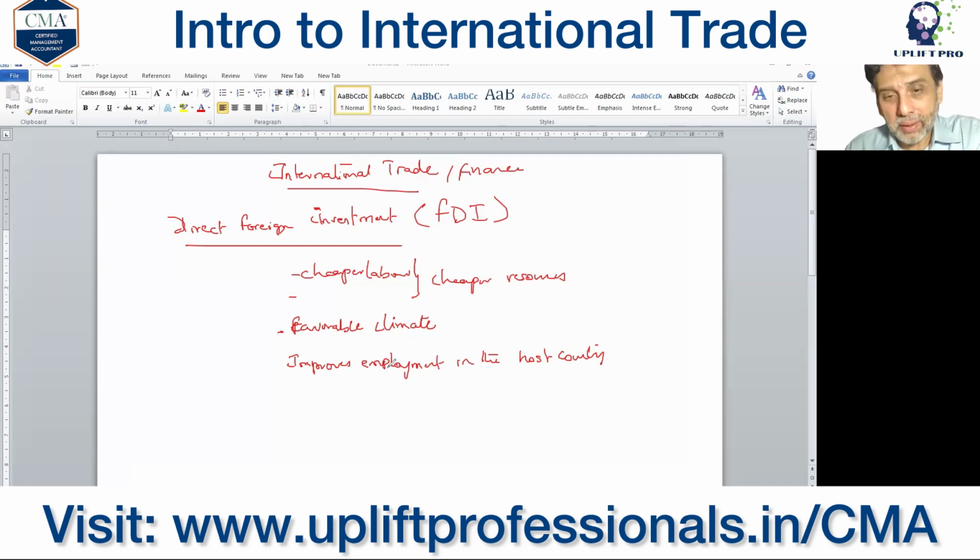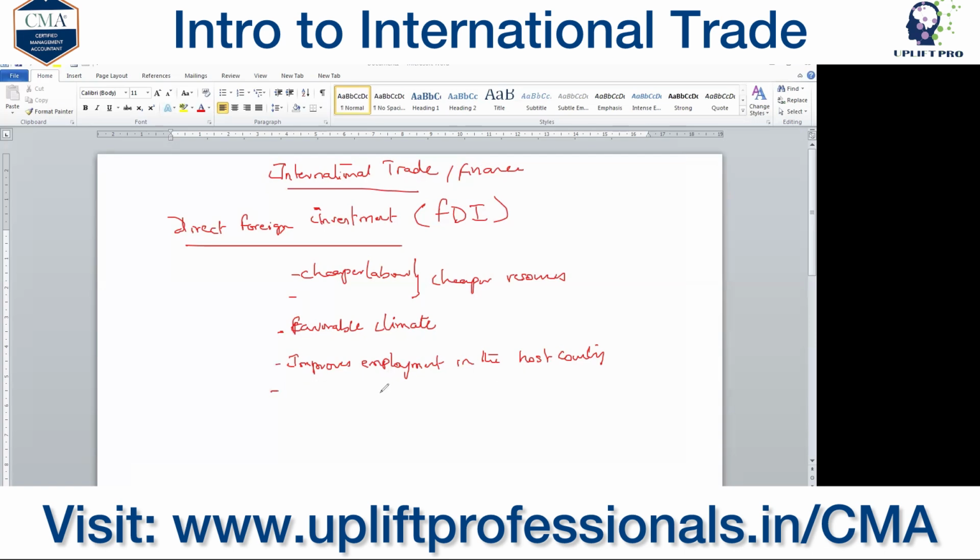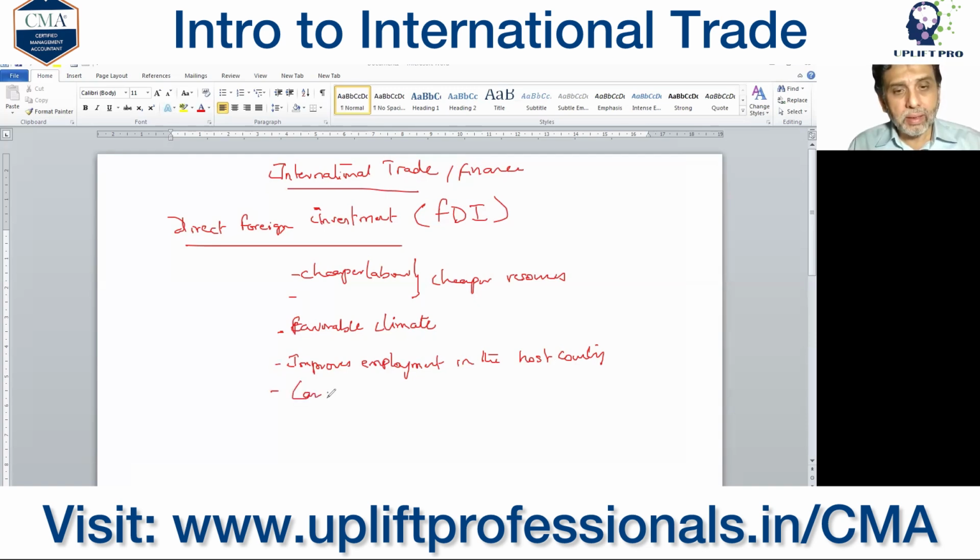So favorable climate in a foreign country is a reason. Foreign investment also improves employment in the host country. Then what else? Sir, large market potential. Larger market, yes. So a sort of diversification, diversifying into another market, not the products.